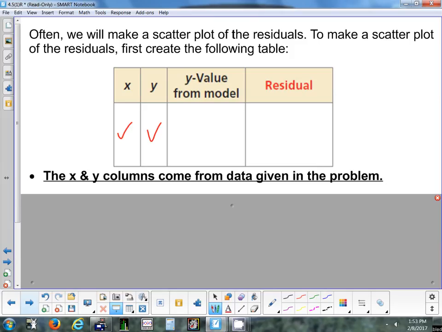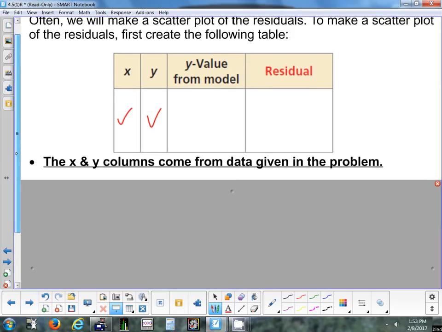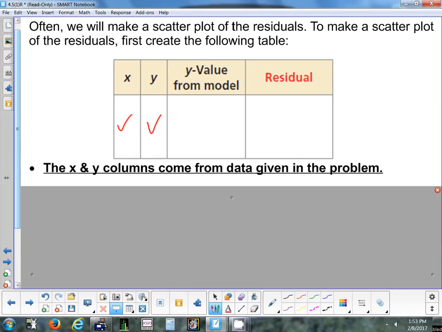So guys, you have a bullet, you have that chart, obviously not filled in, but you have that on your notes. You just want to fill in the first bullet right now. The X and Y columns come from the data given in the problem. So you have the bullets, just fill in the information.